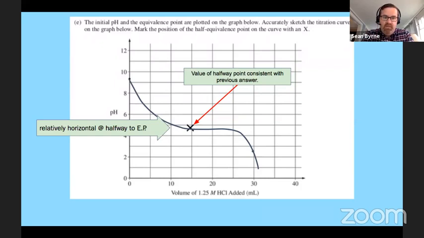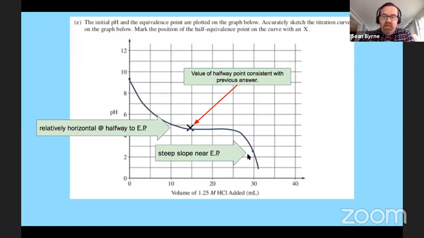We want to make sure that we have a relatively horizontal line at the halfway point to the equivalence point, and that's because we're in that buffer zone. I think one of the students mentioned a buffer zone. We have a concentration of both the acid and its conjugate base, and because we have both of them there, there's going to be a relatively flat titration curve, which is indicative of slow change in pH, right? But then once we get close to the equivalence point, the pH is going to change really quickly, and so we want to have a steep slope here.